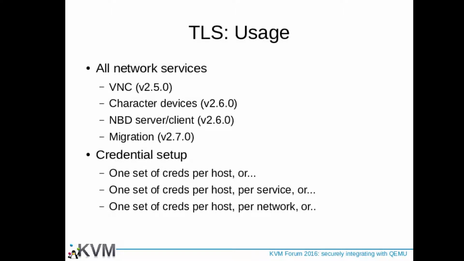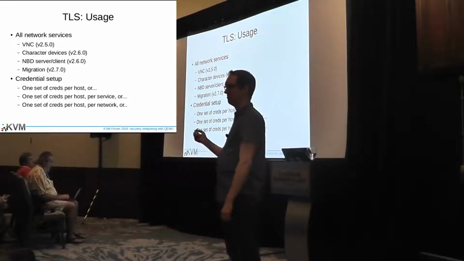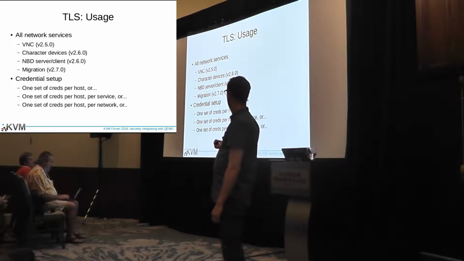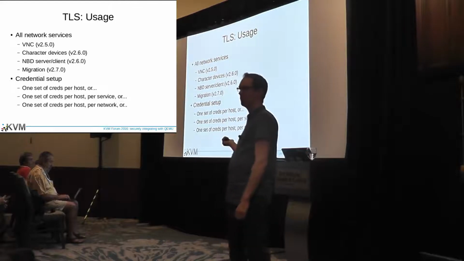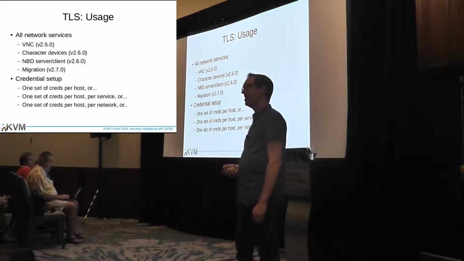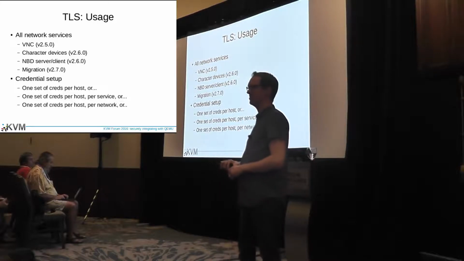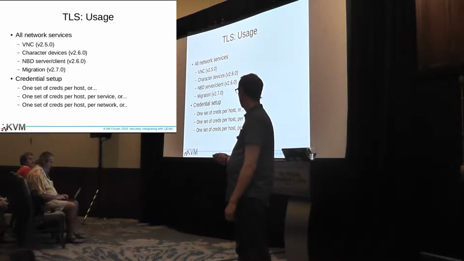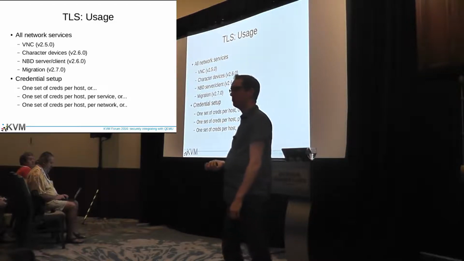So the new TLS object framework was added in QEMU 2.5. We converted over the VNC server in that release. In the 2.6 release of QEMU, we added support for using TLS with the character device backends. So that's used with typically the serial ports in QEMU. We also added it to the NBD server.